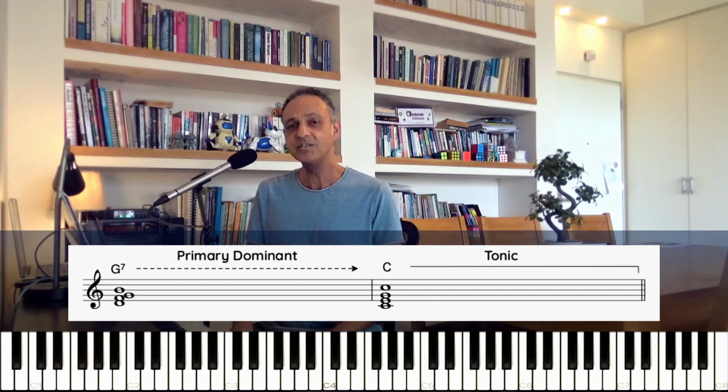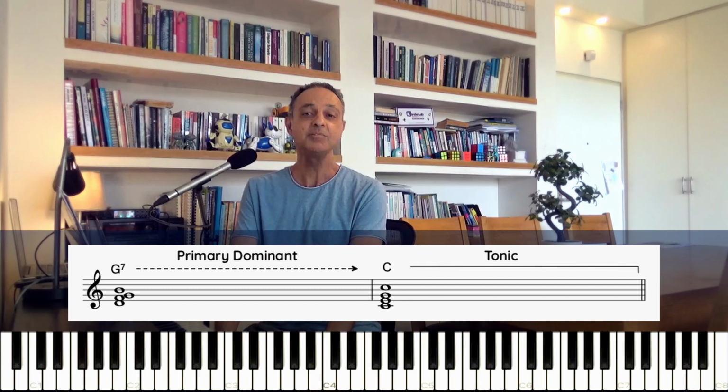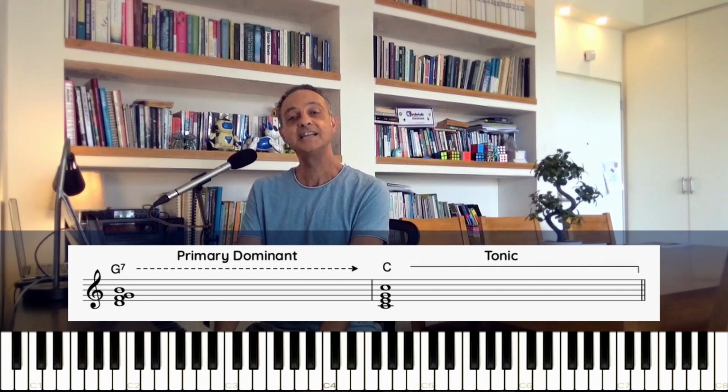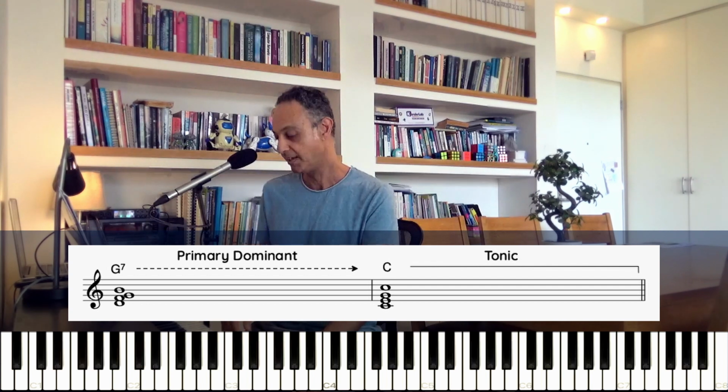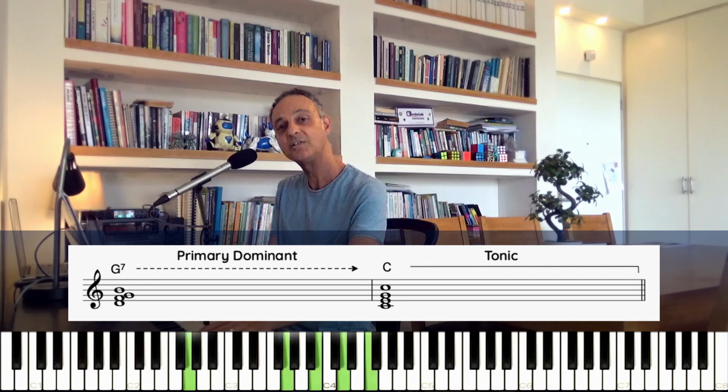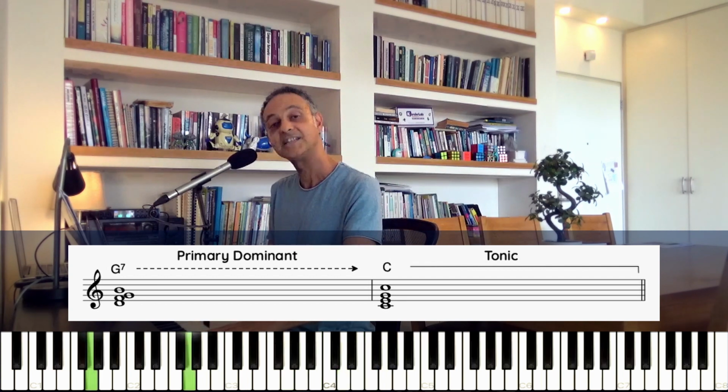Now, take a look that all the notes of the primary dominant are diatonic to the key of C major. G7, all the notes of G7 are diatonic within the key of C major.